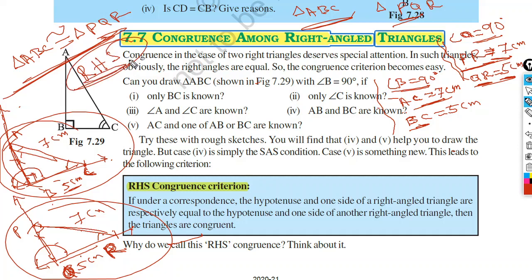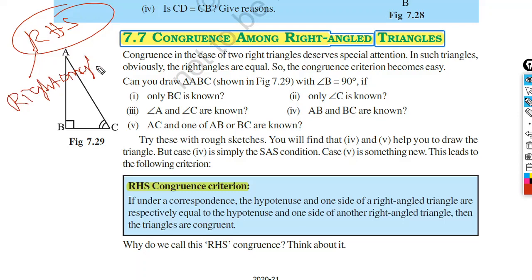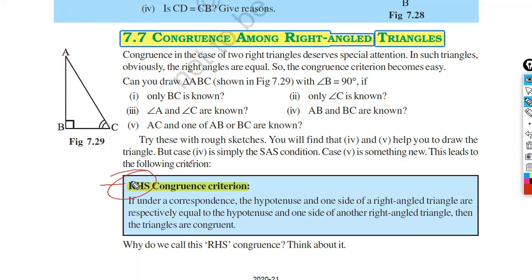So what is RHS? R for right angle, H for hypotenuse and S for side. Okay, one of the sides, then the hypotenuse, then another right angle. So now we have a new criterion, that is the RHS criterion.